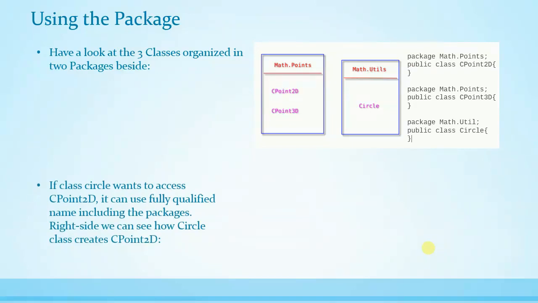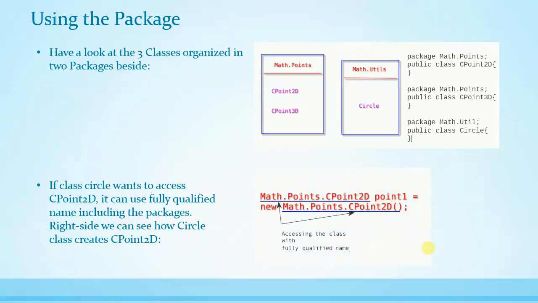If class circle wants to access C.2d, it can use a fully qualified name including the package. Just like how we specify a fully qualified path for our file name, we can specify a fully qualified path to our class. For example, the fully qualified path for C.3d is math.points.c.3d. Similarly for circle, math.utils.circle.